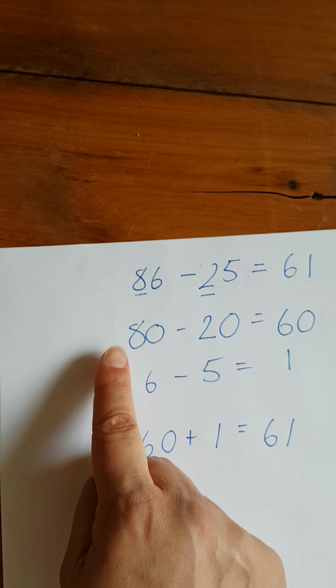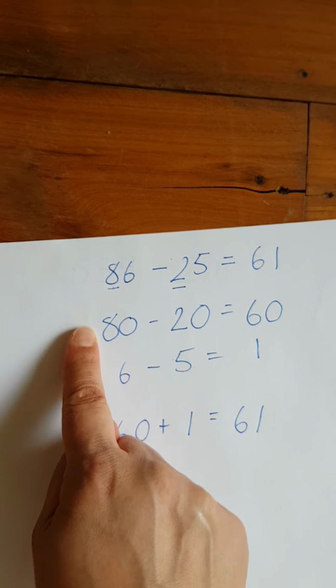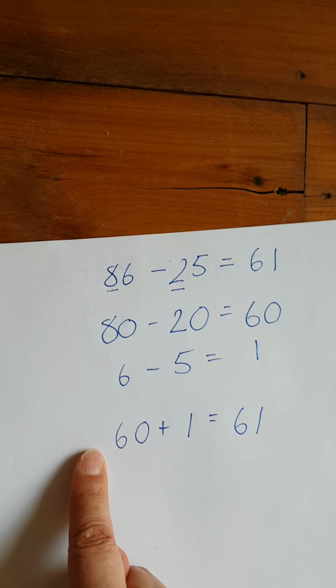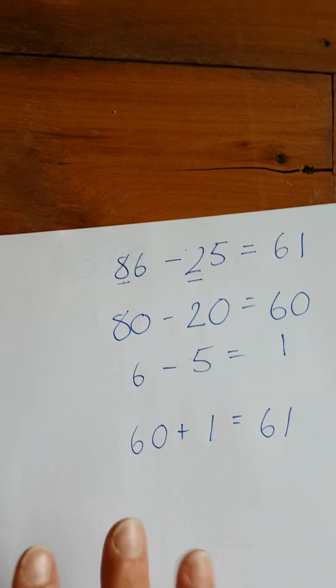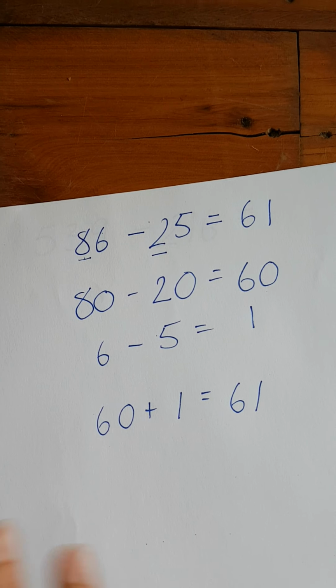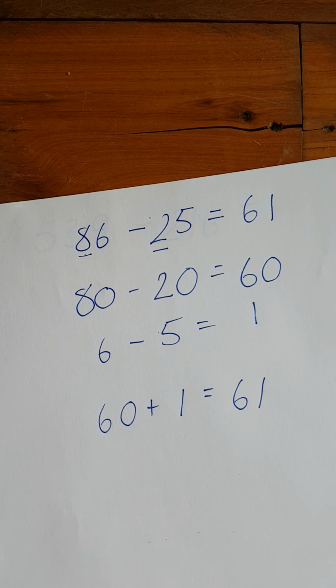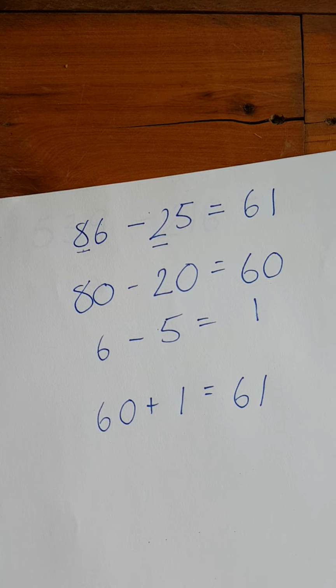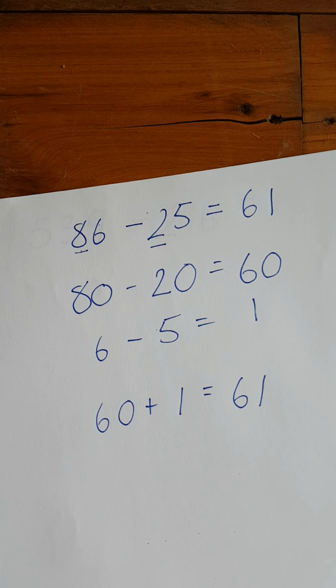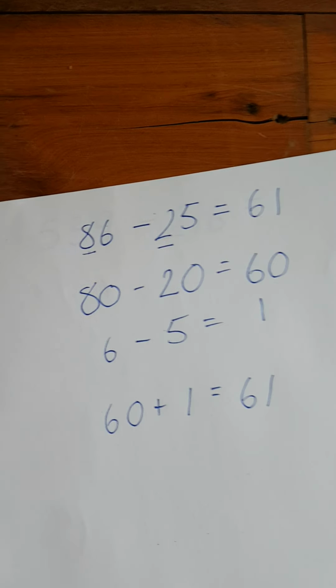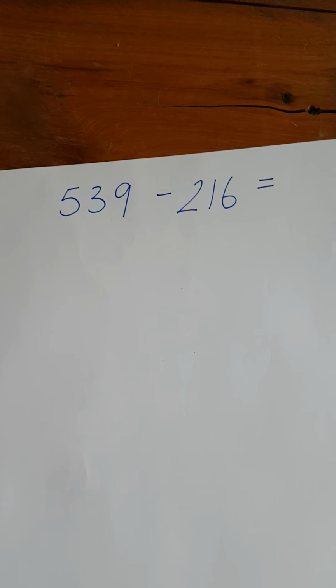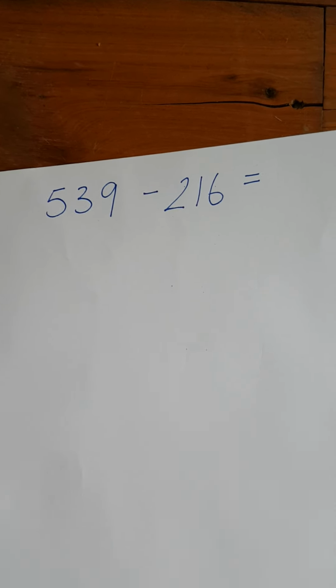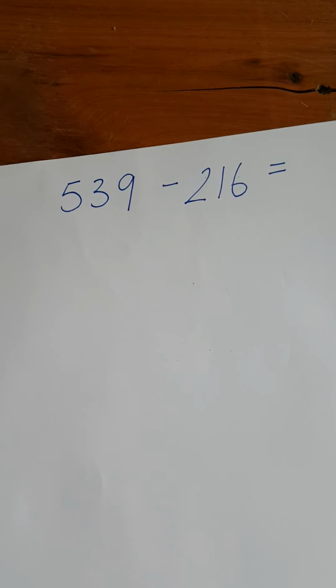So you can see we split the tens, then we split the units, then we put it back together. So for some people this strategy really makes sense and they like those small little chunks. If it doesn't make sense to you, you can choose a different strategy such as the jump strategy. Let's have a look at another example of using the split strategy with a larger number.